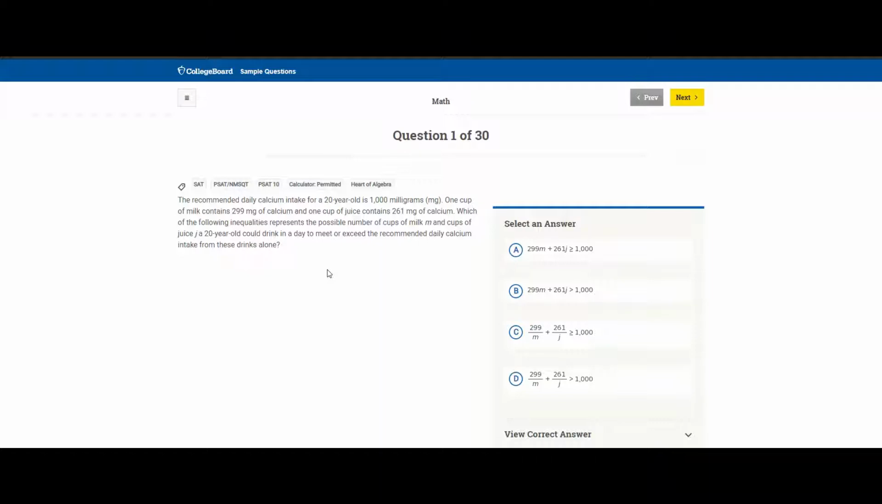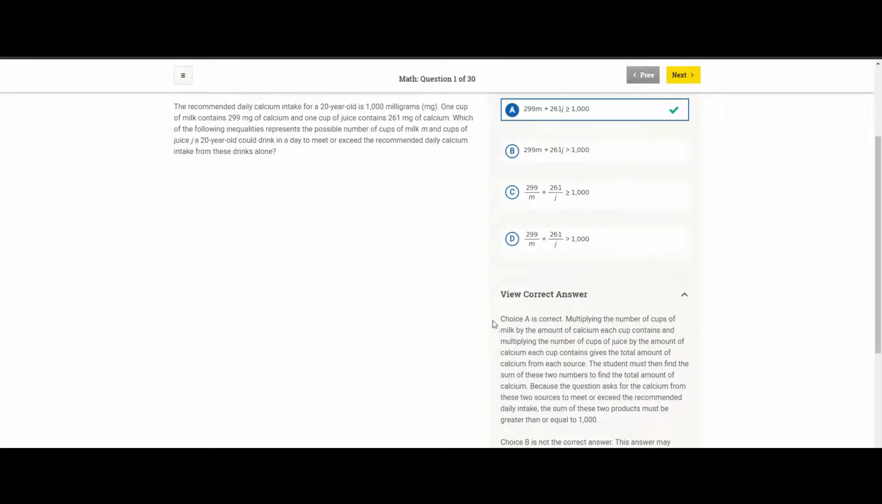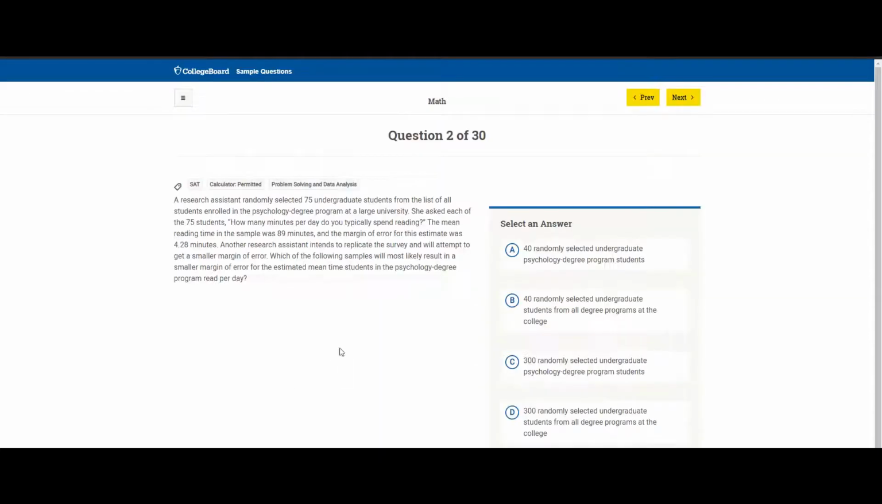So we have our specific 299 for the milk, so you multiply that by M, and then you add that to 261 for J, and it says meet or exceed, so you're always going to do a greater than or equal to 1,000. So that's why this would end up being the answer. And choice B is correct, so there we go.